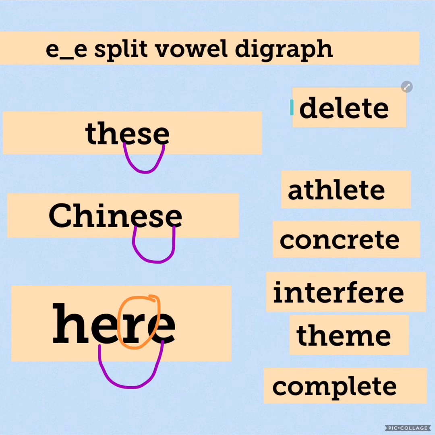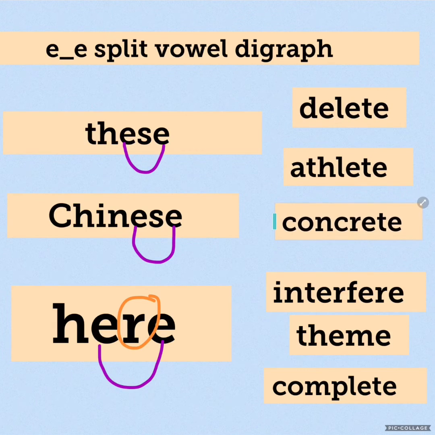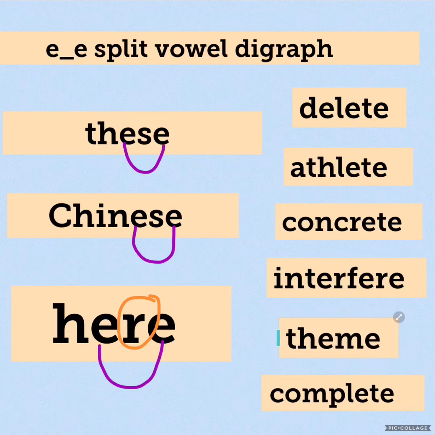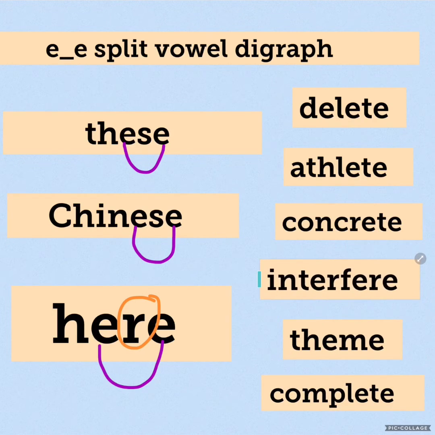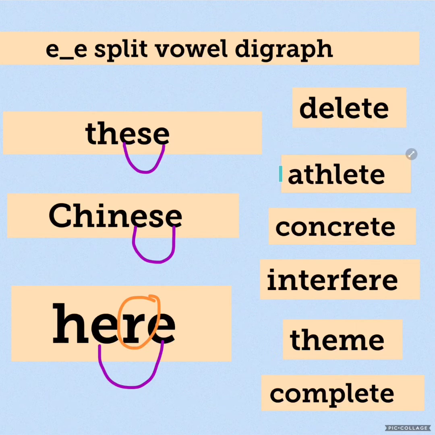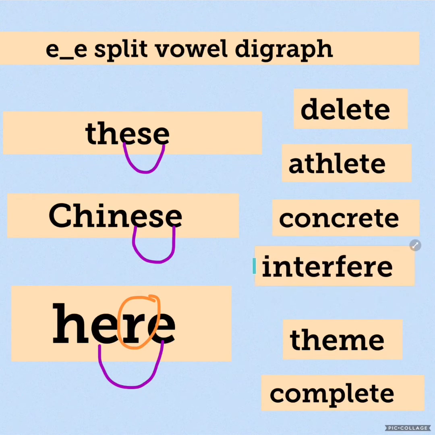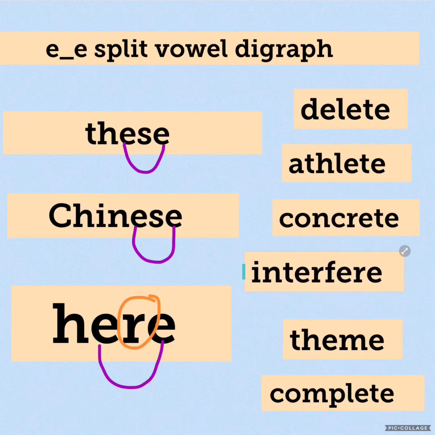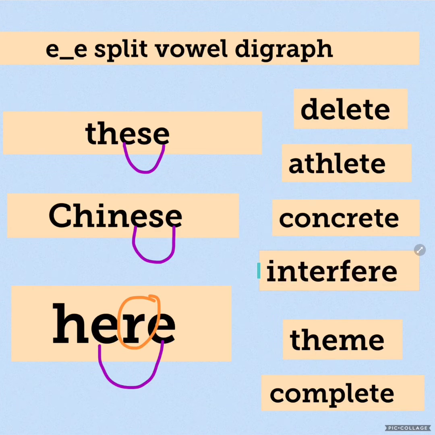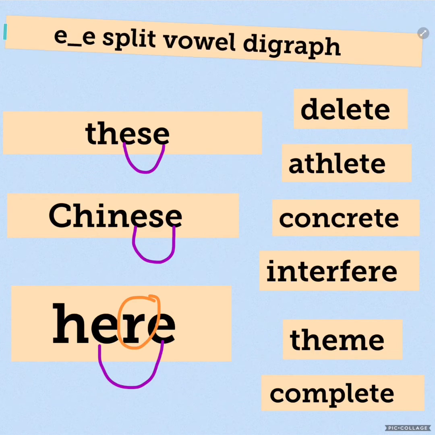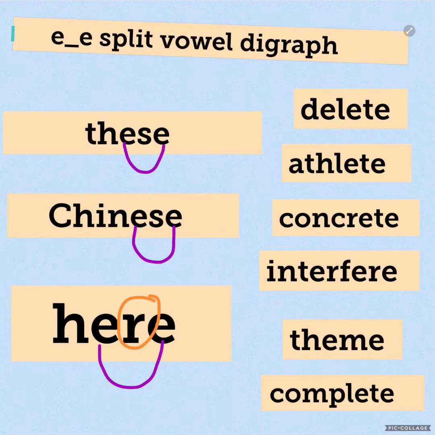If you look on the right hand side, you will see 1, 2, 3, 4, 5, 6 words. Could you read those 6 words with your mum or dad? Find out the meanings of any of the words you're unsure of. You may be unsure of this one here, interfere. What does that mean? Look it up, find out, write a definition and post it on your portfolio, please. So look up interfere, and that is the split vowel digraph E.